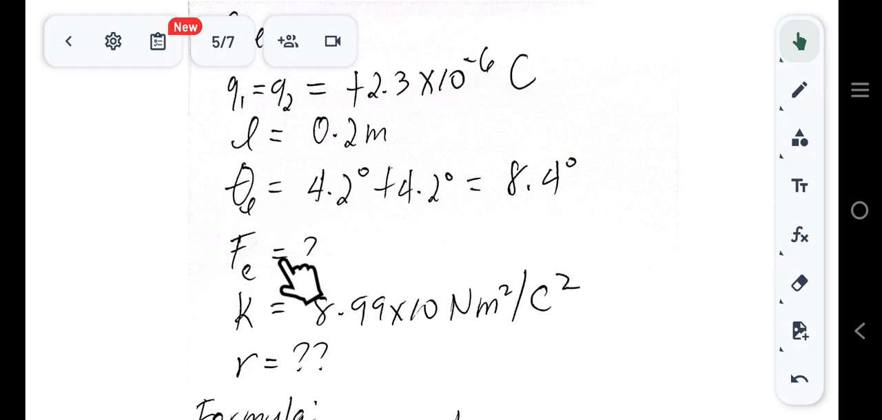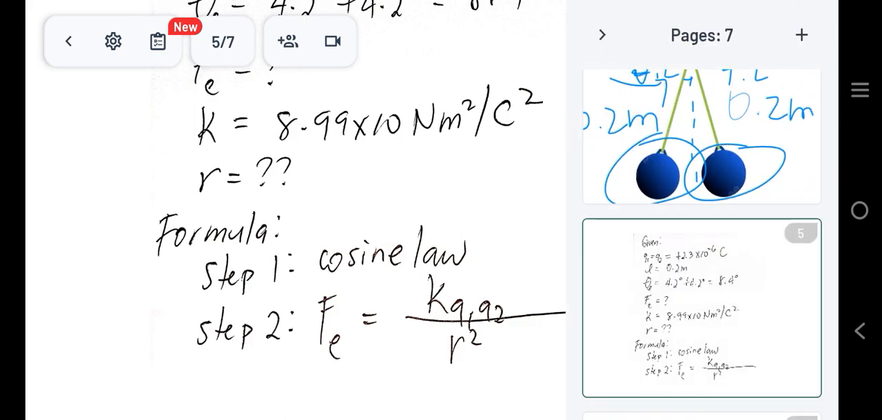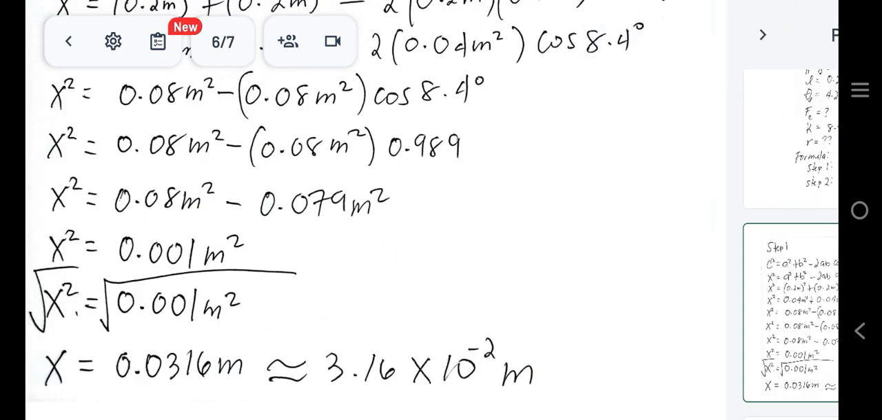We will try to find the electric force, but we only have, again, the charges, and we don't have the distance. So for us to find the distance, we will be using the cosine law. For step 2, since from the cosine law we can obtain the distance of the balls from each other, we will be substituting that value into the Coulomb's law equation for the electrical force. But let us first use the cosine law.